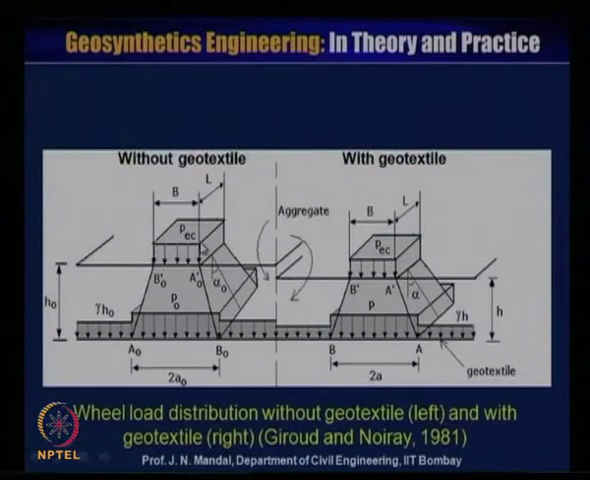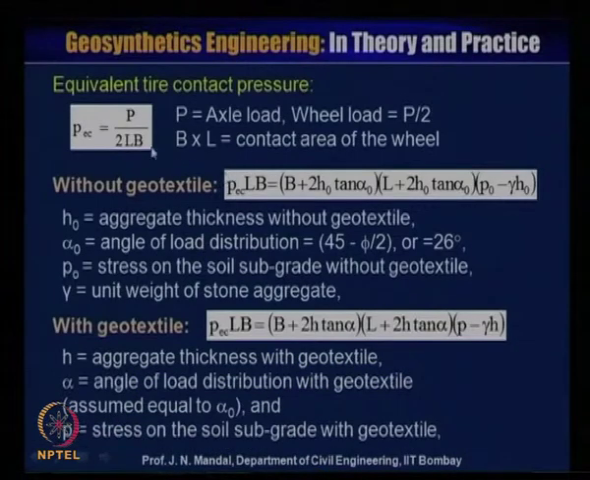Now, the equivalent tire contact pressure, that is PEC. PEC is equal to P divided by 2 into LB, where P is the axial load. So, the wheel load will be P by 2. That is why the equivalent tire contact pressure PEC is equal to P by 2 into LB.